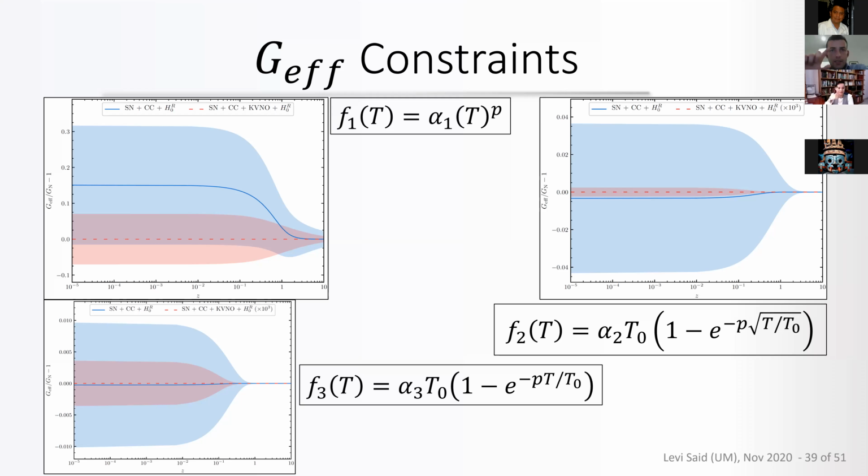In red, as the red region, there we add this fine structure constant information. And there we do get some tighter constraints on this G effective. So we do get some more information there. So again, another way of thinking about this f of T stuff.